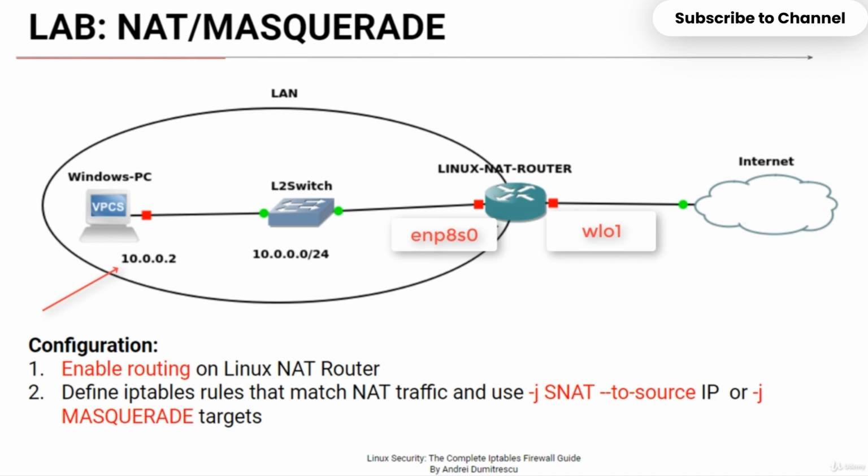The Windows PC has 10.0.0.2 and the Linux router has 10.0.0.1 on the internal interface. The public IP address, which is the IP address of its external interface, is dynamic and it's not important to us.